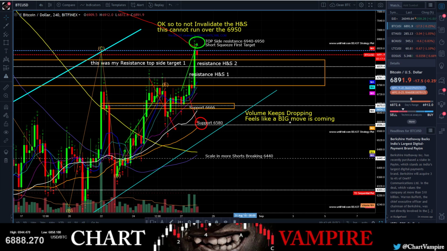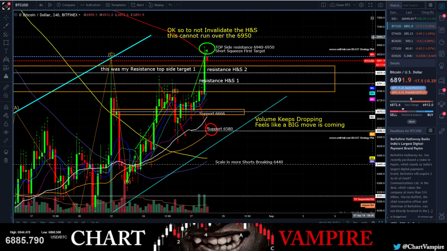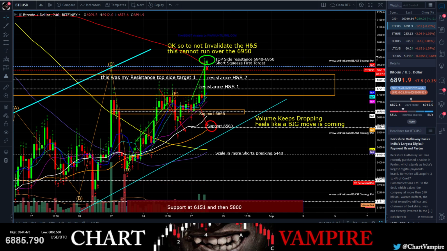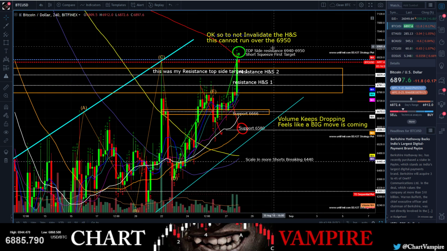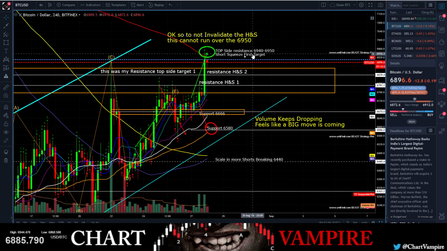Wow, what a fun day we had today. A little pumpy. I have been telling everybody this is a no trade zone. This is a very bad area to trade right here, and there's a lot of crazy stuff going on. Now, I did have a target, and lo and behold, look at that, it hit the topside target, perfect.